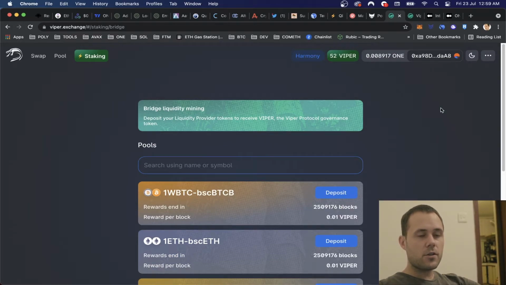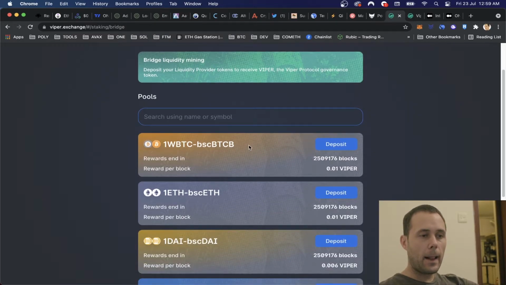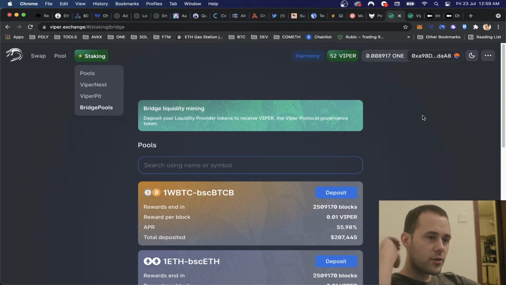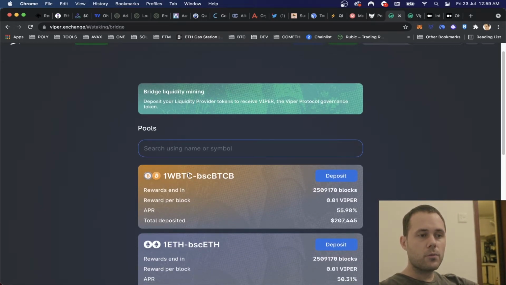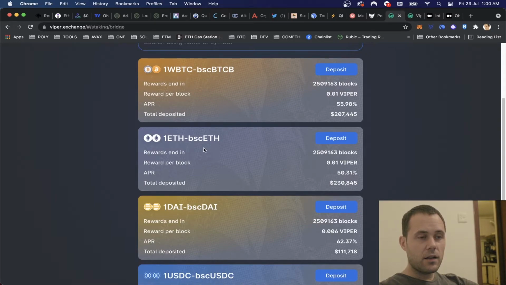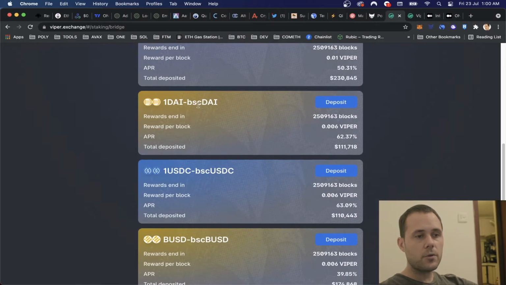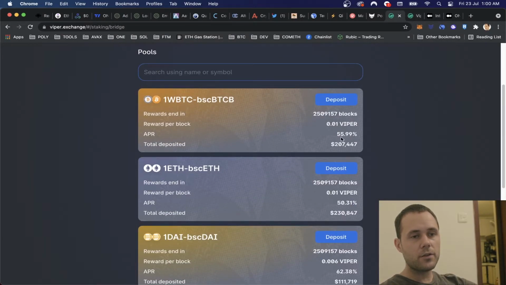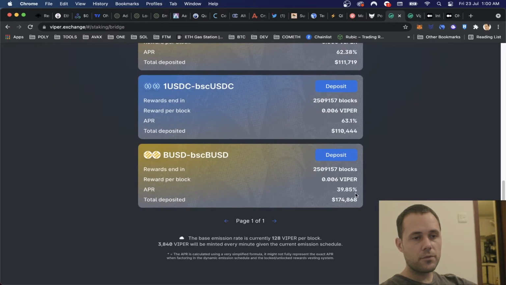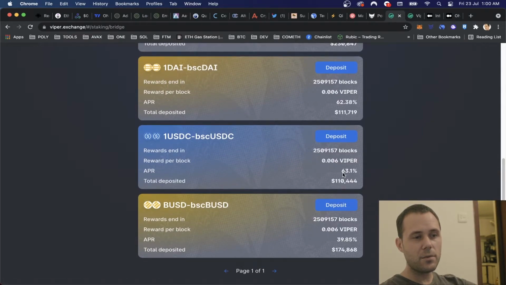Okay, so we've got another feature on here, which is really interesting actually. If you go to staking and go down to bridge pools, then we have all these pools. One wrapped BTC to Binance Smart Chain BTC, and one ETH with Binance Smart Chain ETH. We've also got a stable coin here. So you get the picture, right? It's the Binance Smart Chain tokens on Harmony. If that doesn't confuse you a little bit, check out the APRs, right? We've got 50%, 60%. Pretty decent, you know, for a stable coin, 63% APR.